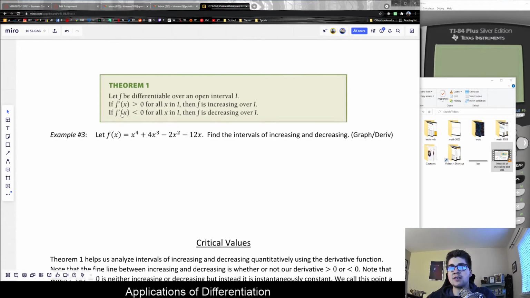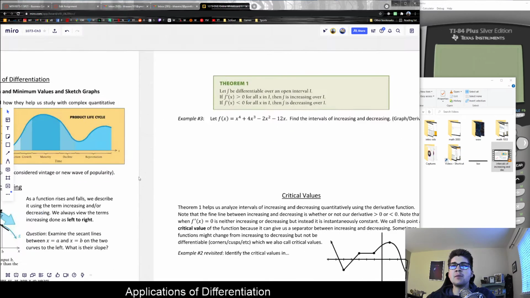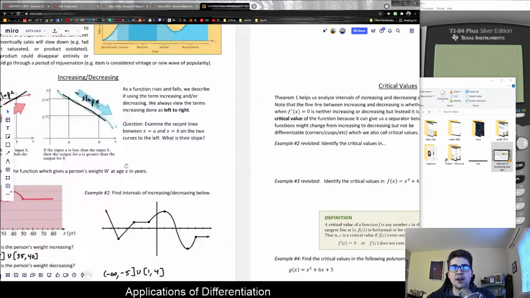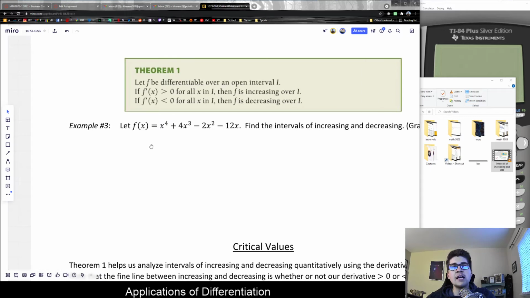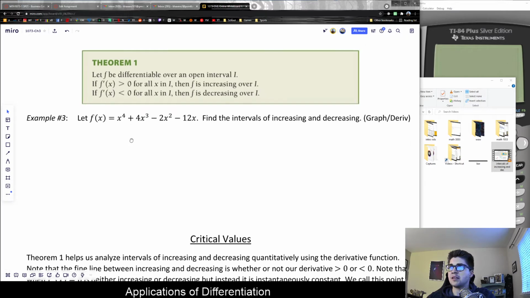So let's check out example number 3. It says let f of x be equal to a polynomial, x to the 4th, and so on. Find the intervals of increasing and decreasing. We can check by graphing, or let's do it first by finding the derivative, because like we did before, you can always figure this stuff out by looking at a graph. However, a graph isn't always perfect, and we might not be able to tell for certain what's happening within the graph.